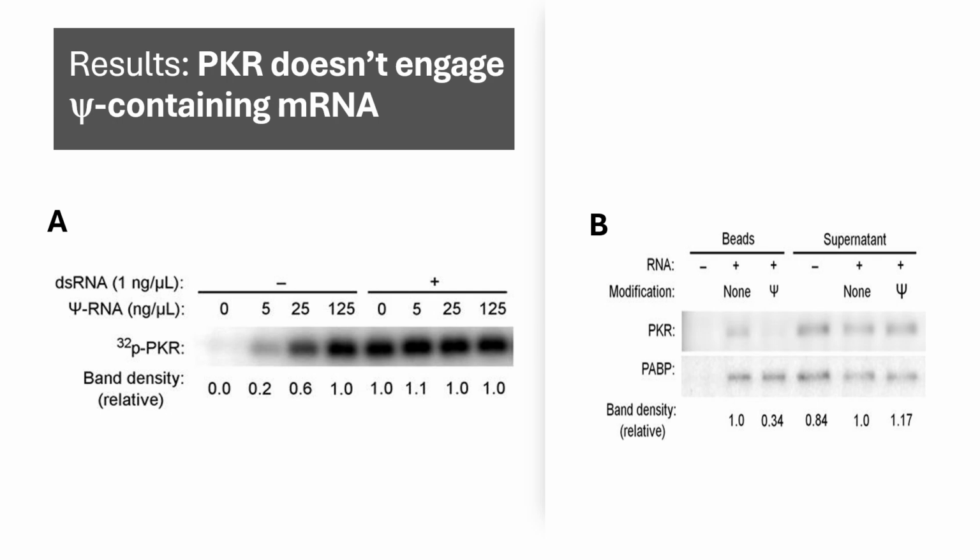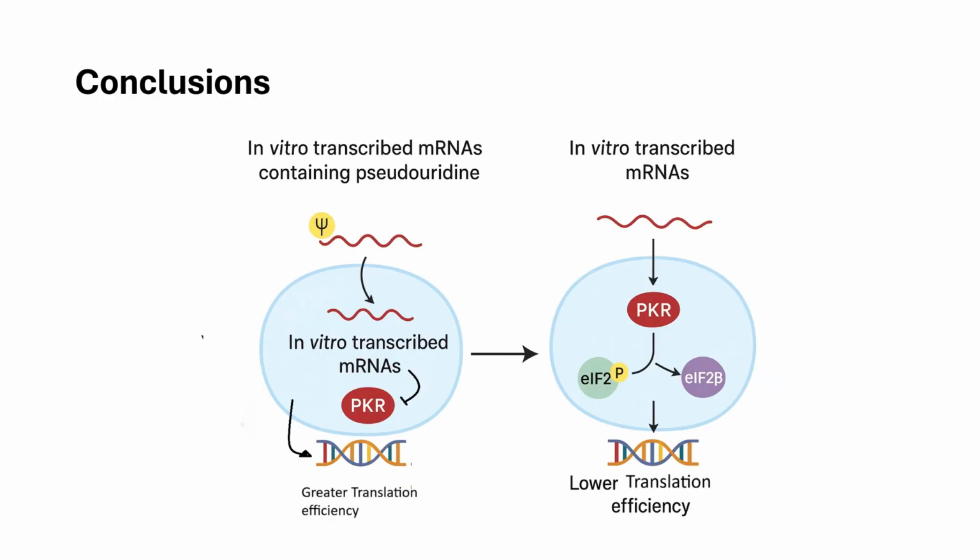Therefore, the reason why translation of pseudouridine-containing mRNAs is greater than that of unmodified mRNAs is because pseudouridine-containing mRNAs do not bind strongly to PKR, thus leading to PKR's weaker activation of IF2 alpha. In conclusion, pseudouridine-modified mRNAs bind PKR weakly, reducing PKR activation and IF2 alpha phosphorylation. This results in higher translation efficiency and reduced immune activation.